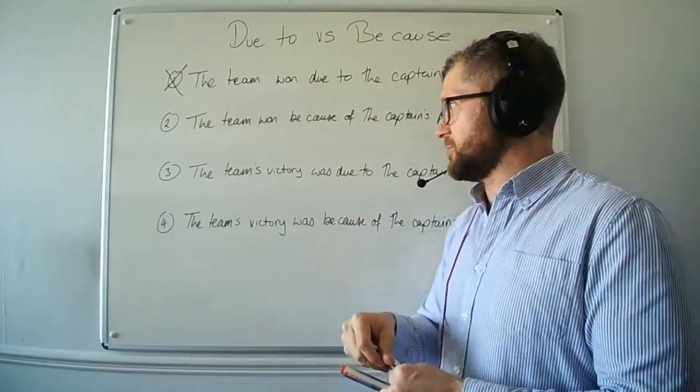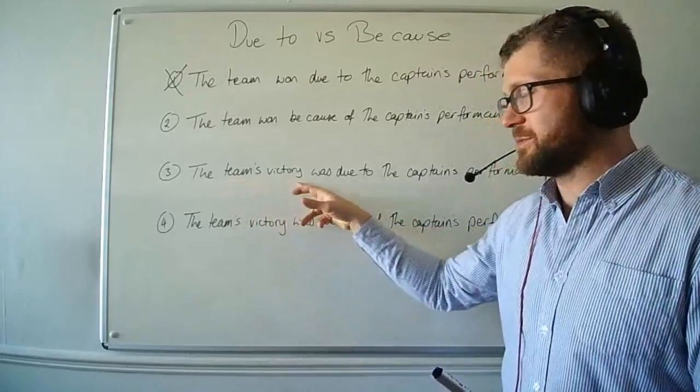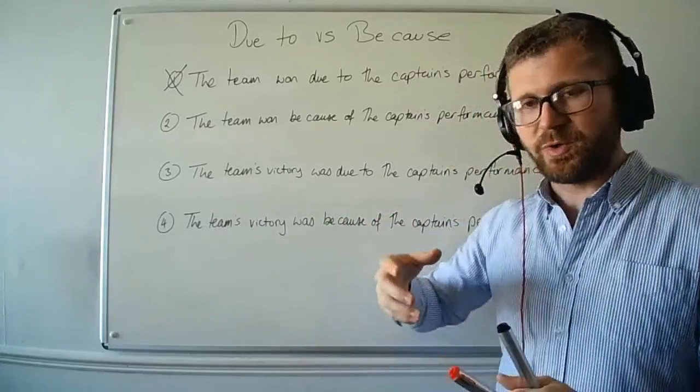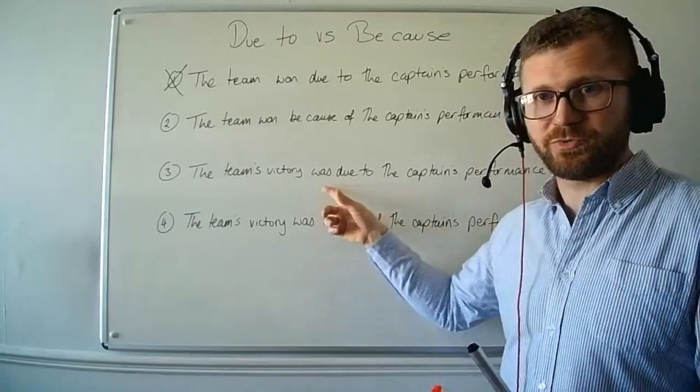Now, 3 and 4 are doing something slightly differently. The team's victory here, that's a noun. This is not an action. And so when you're describing a noun, that's when you use due to.